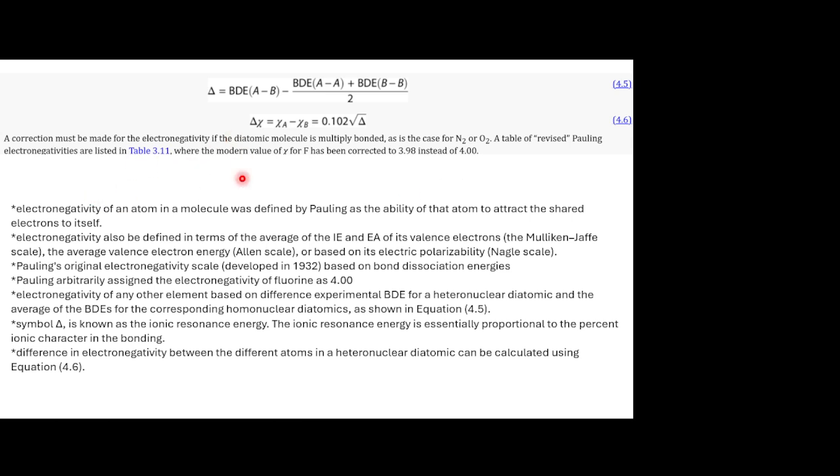This is actually in your book at table 3.11. And again, we need a correlation factor, though, whenever we do this. That is going to be this right here. So that's the difference in the bond dissociation energies. That's the average there. And then we take that value, we take the square root, and we times it by 0.102. That actually will give us the electronegativity differences between those.